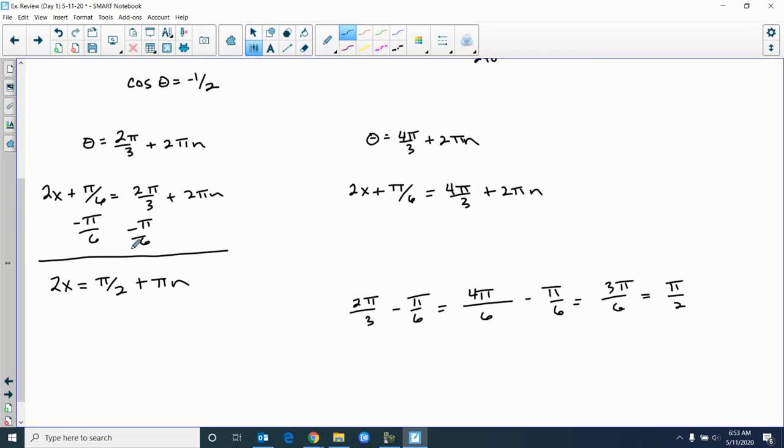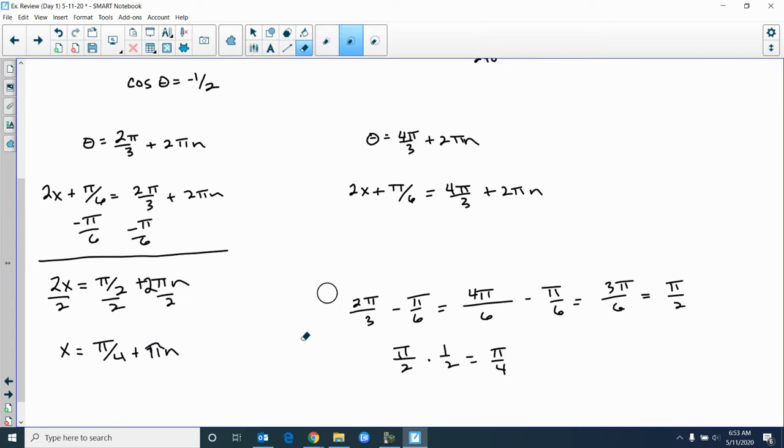And don't forget to divide by 2. And when you divide by 2, divide everything by 2. So I get x equals, now that becomes pi over 2 times a half, which is pi over 4, plus 2 pi n divided by 2, which becomes plus pi n. So that's one answer. All right, I'm going to get rid of that.